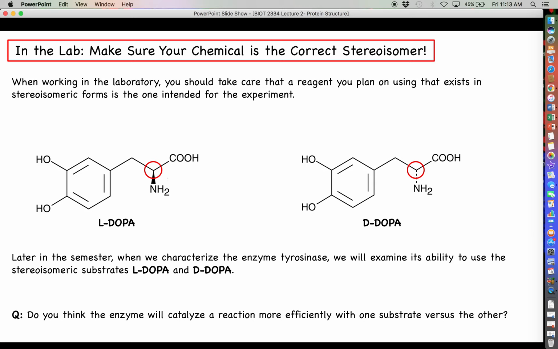What we're going to eventually do this semester is, once we have our purified tyrosinase enzyme, test whether it has an affinity for L-dopa or whether it has an affinity for D-dopa. Can it catalyze reactions with one better than the other? It might be a good idea for you to think about whether tyrosinase will catalyze a reaction more efficiently with one substrate versus the other, or maybe it doesn't have a preference. Just something for you to think about.